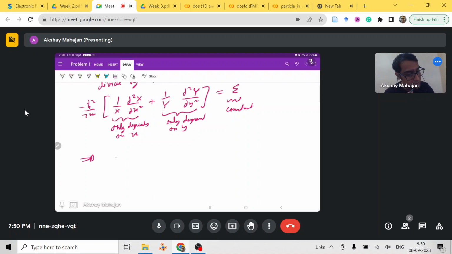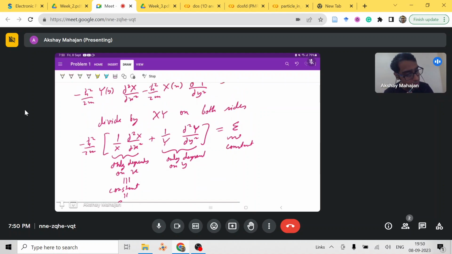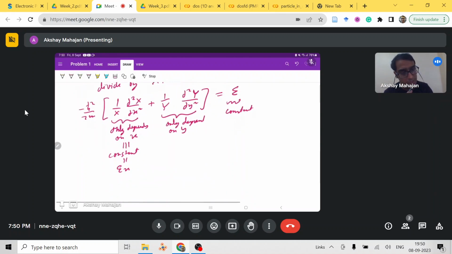So this implies that this thing must be equal to some constant, which we call epsilon of x, times minus ħ² by 2m. You can take this minus ħ², or you can take minus 2m by ħ² there to make things simple, but I guess it is understood that this is a constant here as well. This we call epsilon x, and this will also give you some constant value which we call epsilon y.